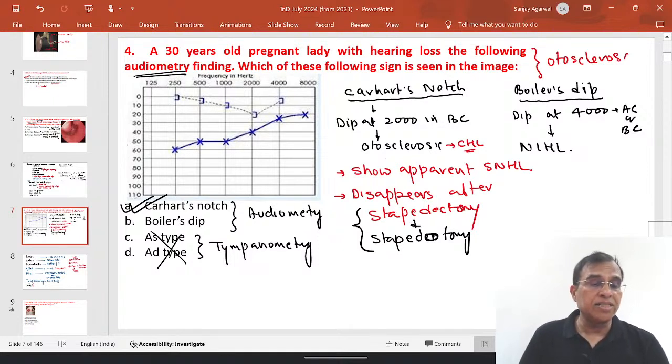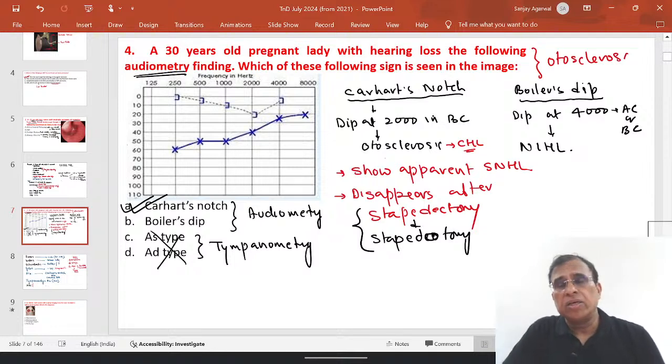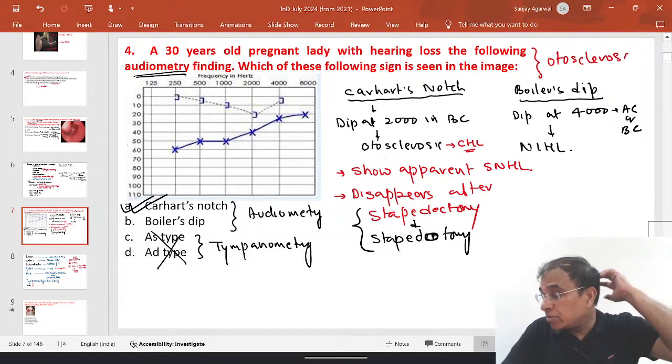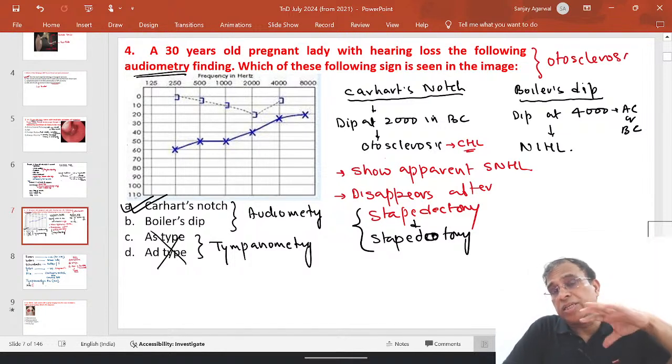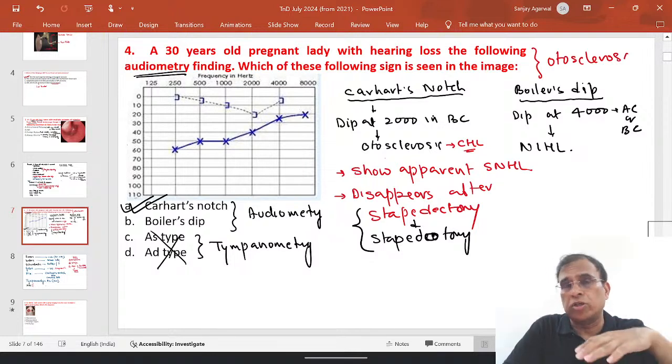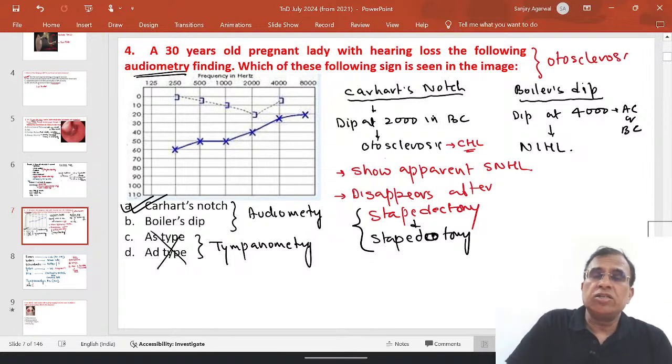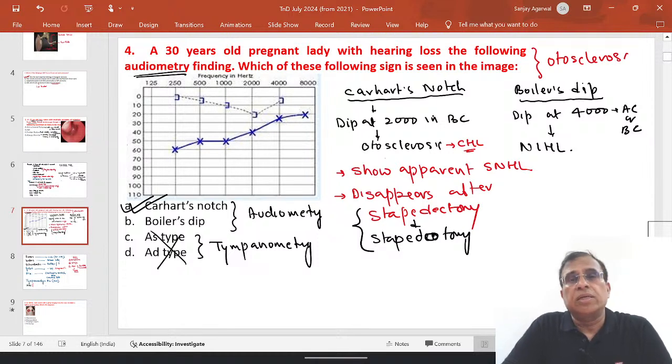Now, HRCT, halo sign, double ring sign. I think the halo sign, double ring sign on CT scan can be seen in otosclerosis of the footplate, not in all types. It is only seen in some types of otosclerosis, not all of them. And CT scan is not a very good tool for otosclerosis, because the otosclerosis focus is very small, which is better picked up on MRI, not so much on CT scan. So I'm not too sure about this.